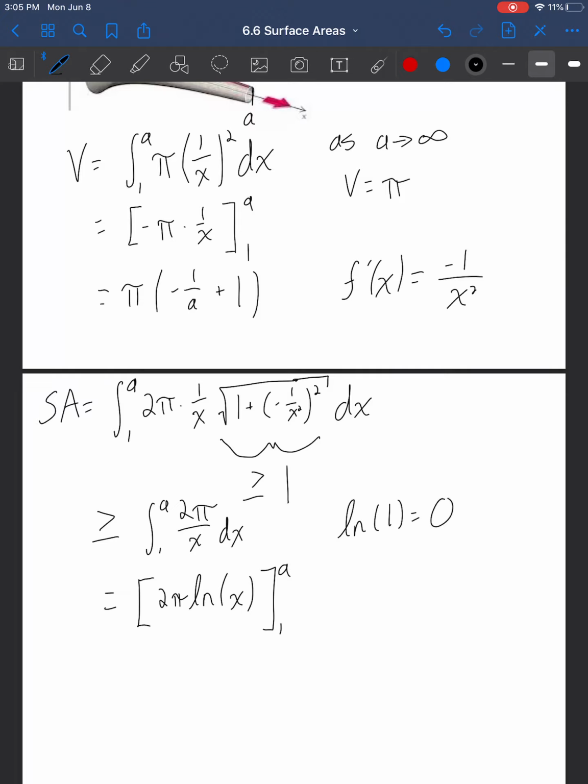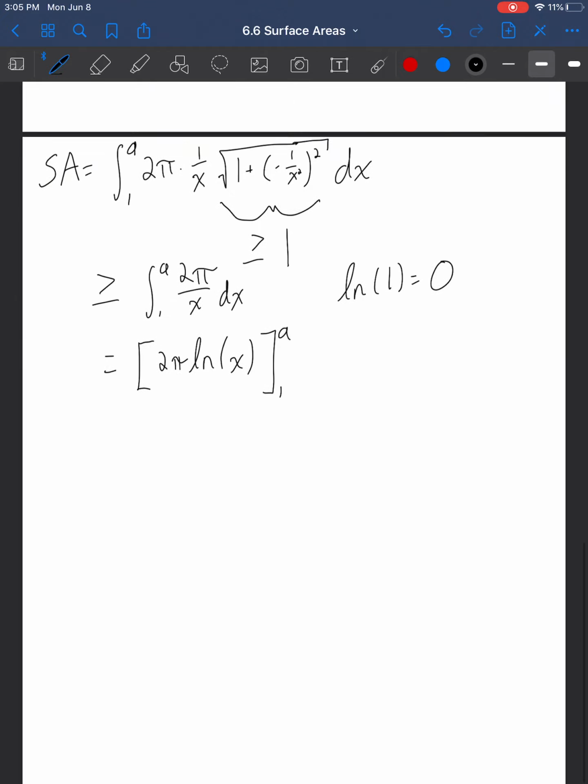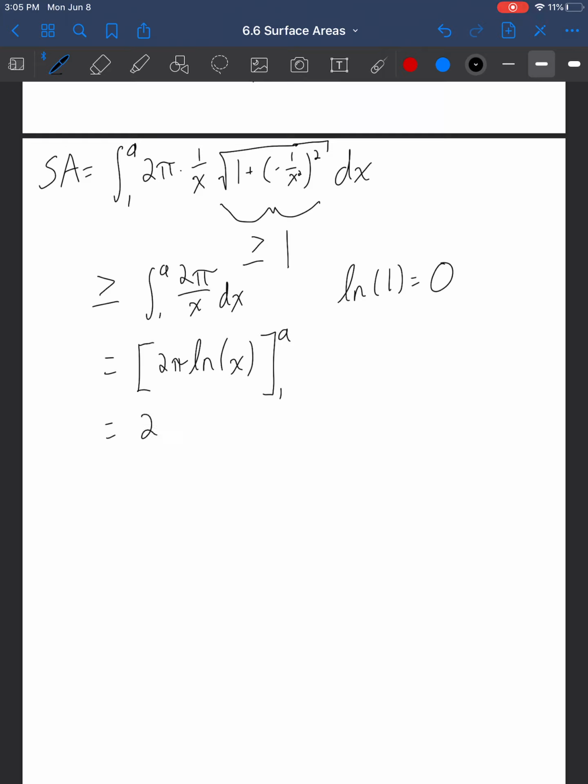And now we can plug in a and 1. Remember that the natural log of 1 is 0. And so we get that this is just equal to 2 pi natural log of a, right? And as a gets really, really big, natural log will get really, really big, albeit a bit more slowly. But as a gets really, really big, the surface area also gets really, really big.